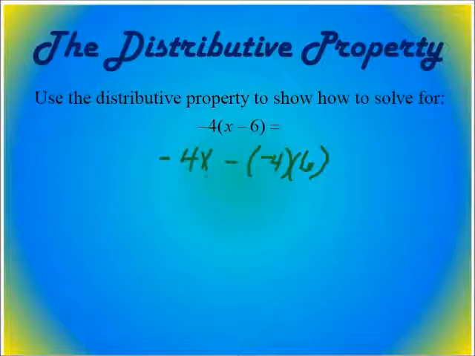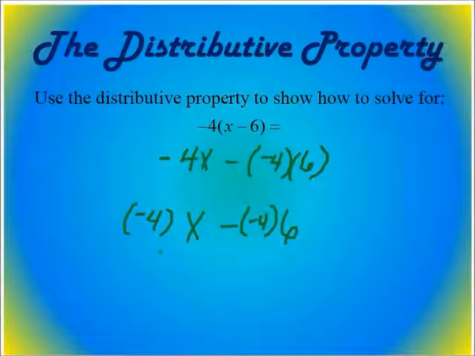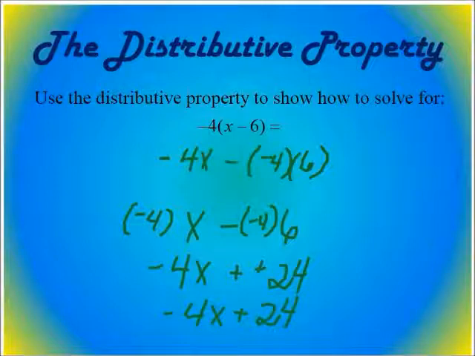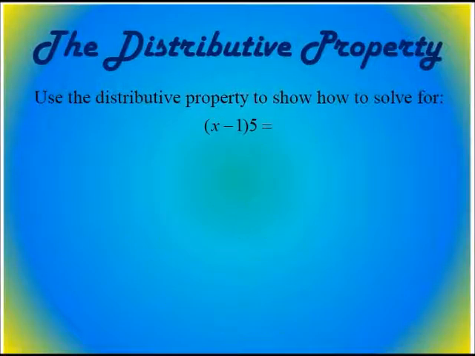Now another way that I have students think about this, remember I said write what's in parentheses and stretch it out. So we have x minus 6, and now I'm going to let the negative 4 visit both of them. And so that's another way that you can write that out. So you'd have negative 4x minus negative 24. Now you could change this into plus positive 24. So you'd have negative 4x plus 24.